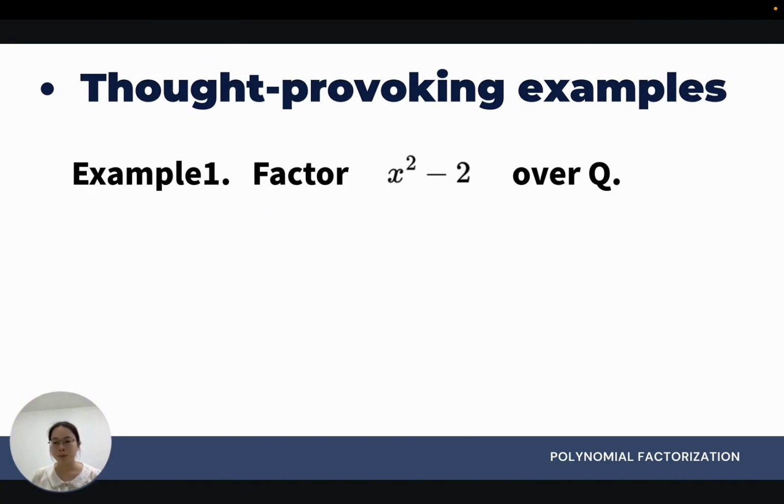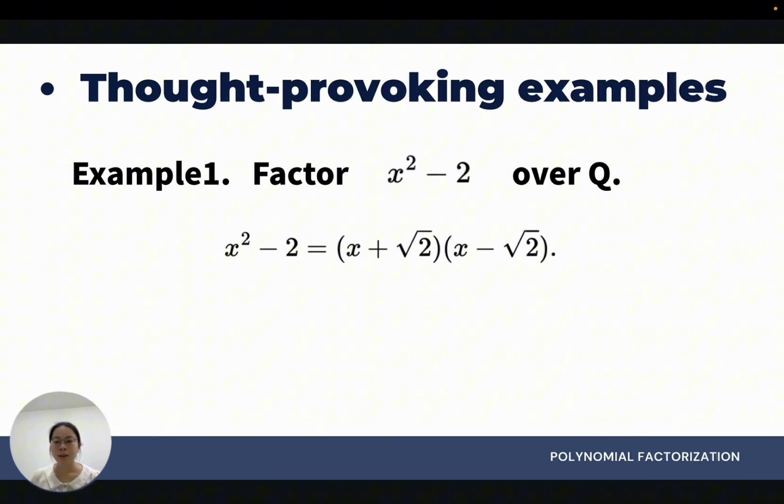First example, factor x squared minus 2 over Q. Many students would write like this. They just simply use root 2. Is it correct? Obviously, it's wrong. Then, let's find why.